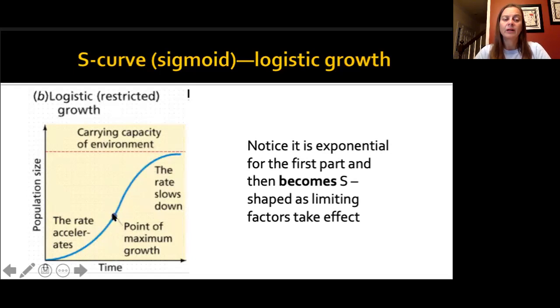This is the point right here in the middle of the S curve where the reproductive rate is the highest, and then it starts to slow. So make sure that you understand that that inflection point there is the point of maximum growth.